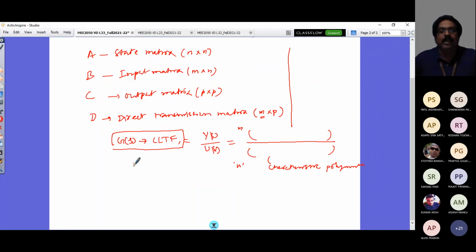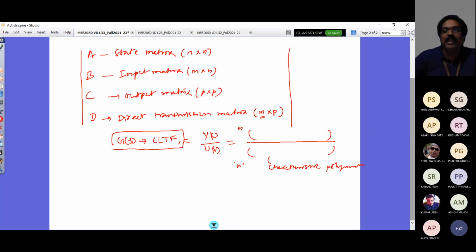So just let me finish this part of discussion by representing how I can get my transfer function G of S from these matrices A, B, C, D. If I have my nth order system, I represent it by state space form. How do I get G of S? Let us just look at that.